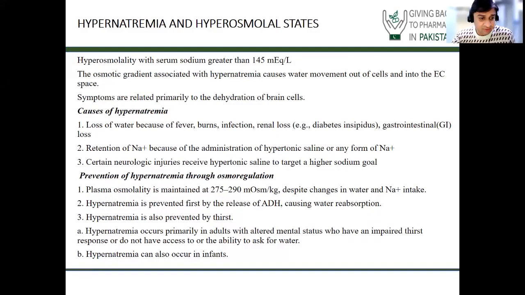The third cause may be certain neurological injuries, for which we give hypertonic saline. So how do we prevent hyponatremia? Plasma osmolality is maintained between 275 and 298.